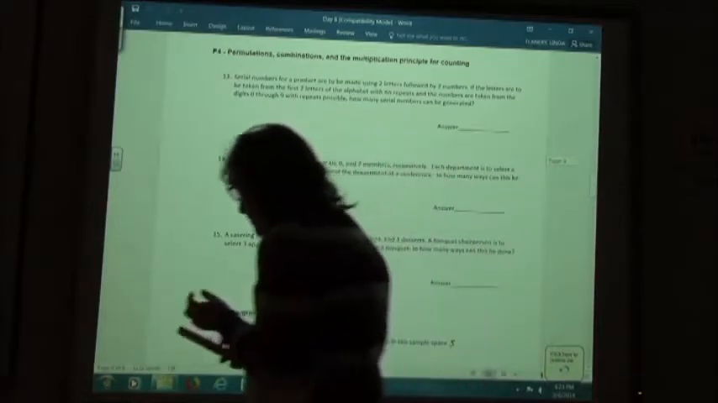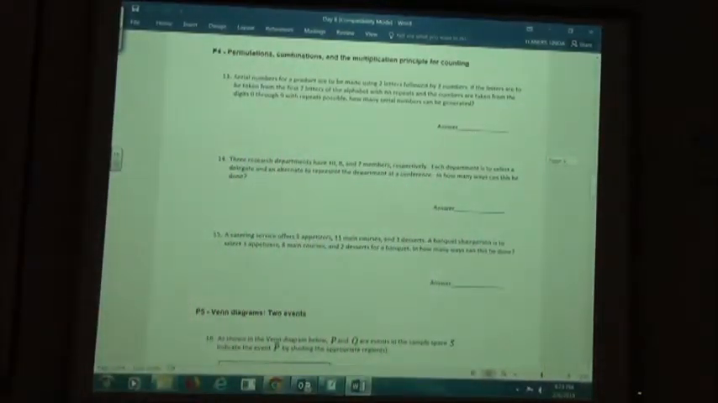All right. Now we are going to do permutations, combinations, and the multiplication principle for counting. The multiplication principle of counting, also called the fundamental counting principle, says that if I can do things in 3 different ways, I take the number of ways of the first, times the number of ways I can do the second, times the number of ways I can do the third, and I just multiply all those together to get my total number of ways.